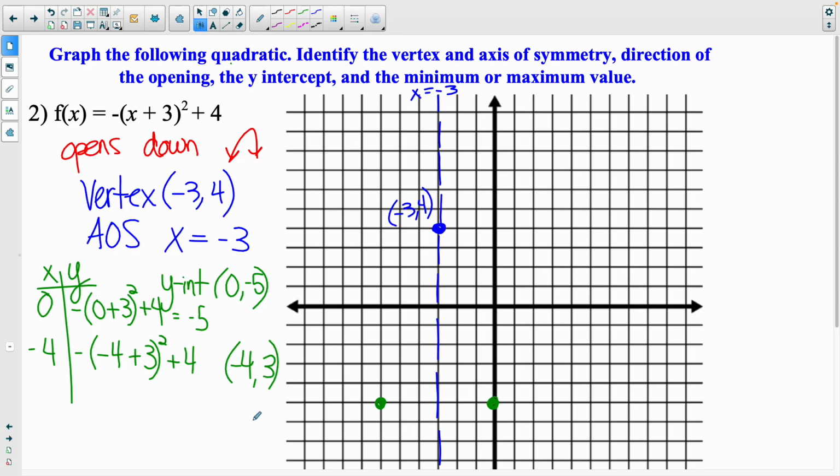I think you should get 3. Yeah. Okay, so -4, and then up 3, and then its partner point there.